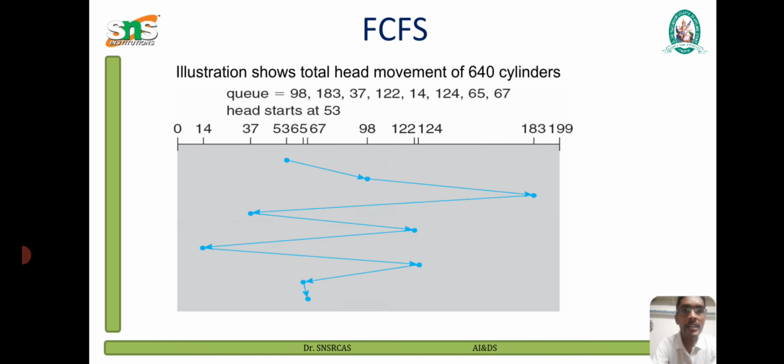As far as the queue is concerned, the first come first serve scheduling algorithm blindly follows the queue order. It never rearranges the queue order, starting from the head's starting value 53.